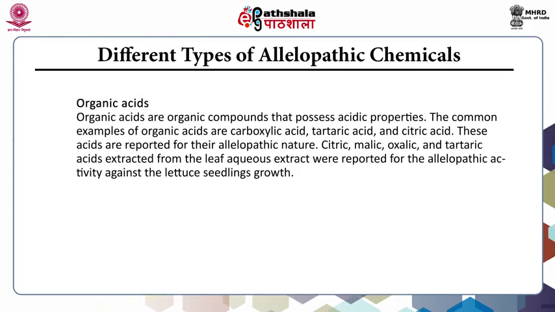Coming to the second class, that is organic acids. These are the compounds that possess acidic properties. The common examples of organic acids are carboxylic acid, tartaric acid and citric acid. These acids are reported for their allelopathic nature. Citric, malic, oxalic and tartaric acids have been extracted from the leaf aqueous extract. They were reported for the allelopathic activity against the lettuce seedling growth.